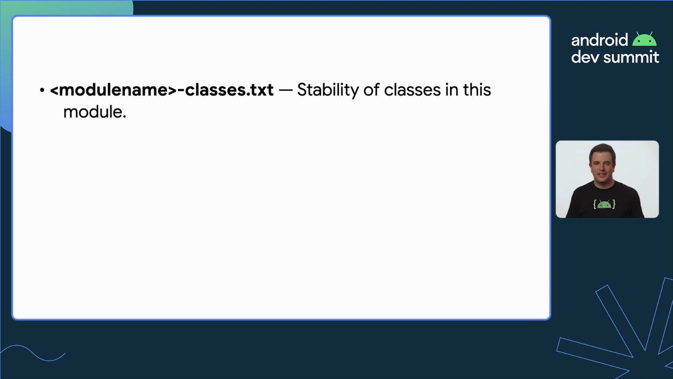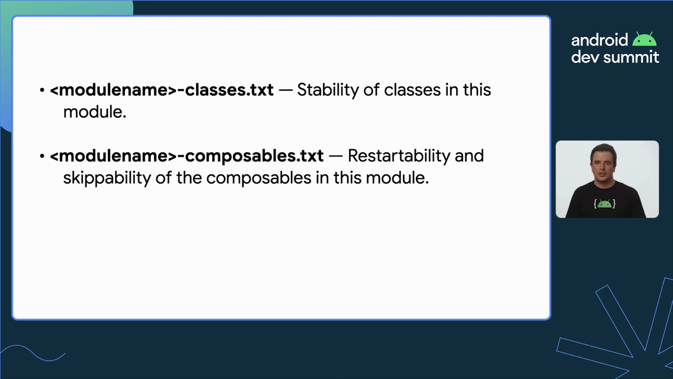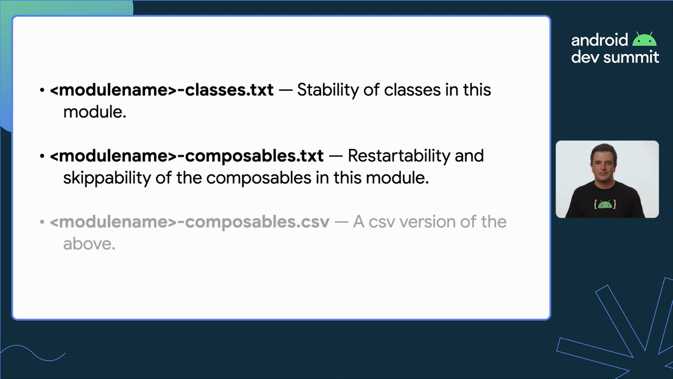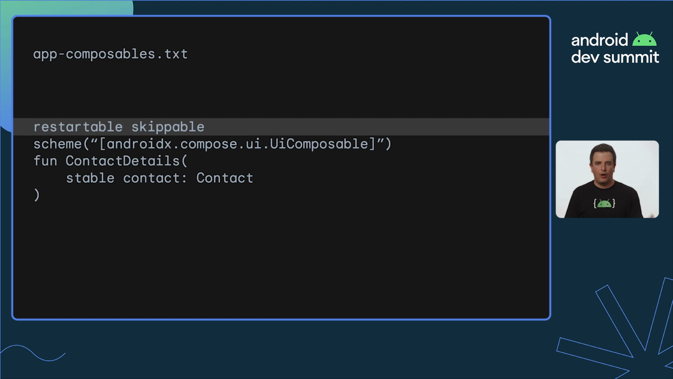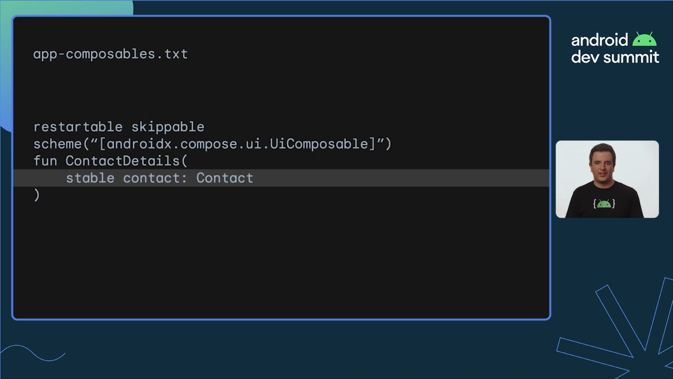Classes.txt is the stability of the classes. Composables.txt is the restartability and skippability of each composable function. There's also a CSV file output which can be used in a script or CI. Opening up composables.txt, you will see output like this. We can see contact details as both restartable and skippable. We can also see its contact parameter is a stable type.